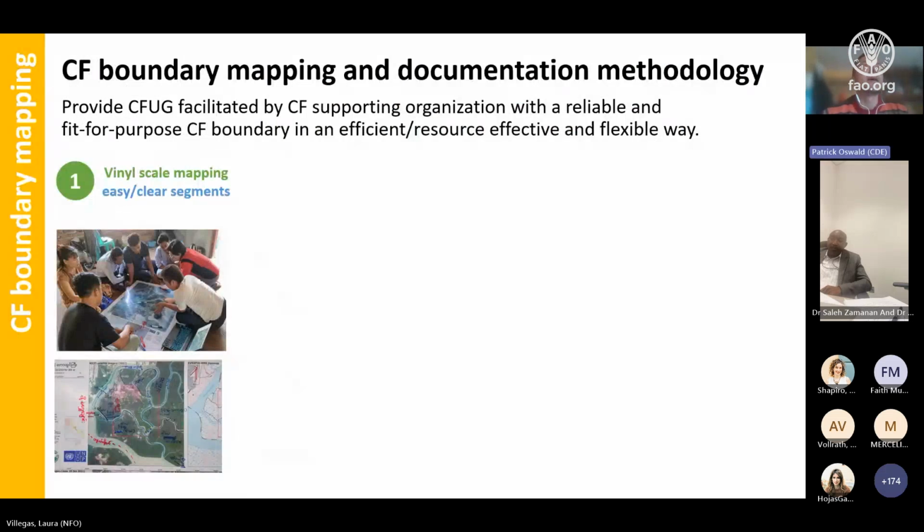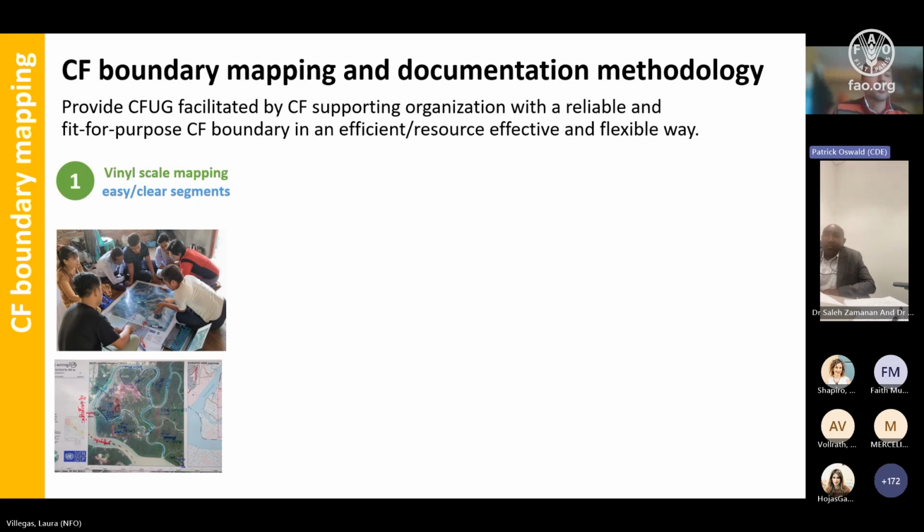So basically, it starts with summing up first the CFUG, the community forest user group, and looking at existing boundary reference data. Often there is already a map available from a certificate or from a management plan, but as mentioned, those maps are often very rough, inaccurate, not fit for purpose, but it starts with those. Then the methodology is a combination of scale mapping, GPS mapping, and a standardized documentation process.